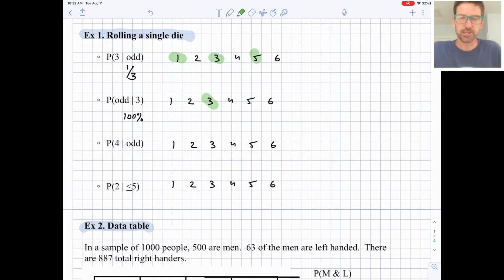Next one, what's the chance of getting a 4 given that it's odd? So highlight my odds. How many of those are 4s? None of them are. So we have a 0% chance, or 0 out of 3. Last one on this set, probability of 2, given that it's less than or equal to 5. So those are our numbers less than or equal to 5. How many of those are 2s? One of them is a 2 out of 5 possibilities, so 20% or 1/5.